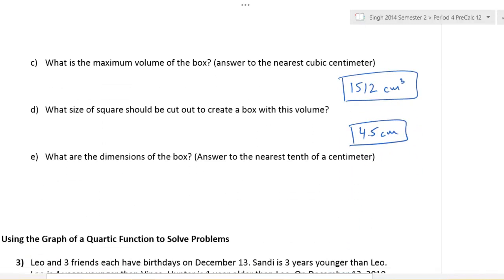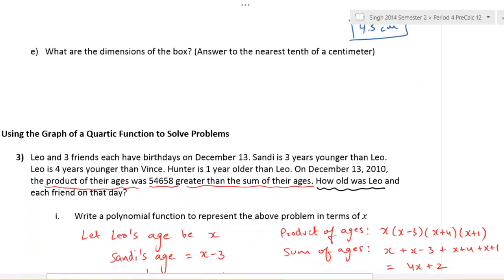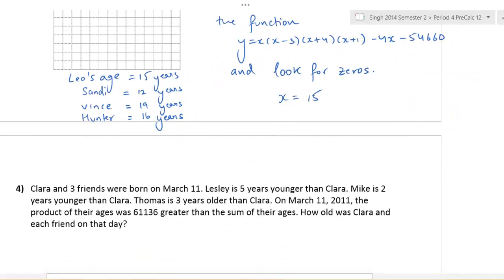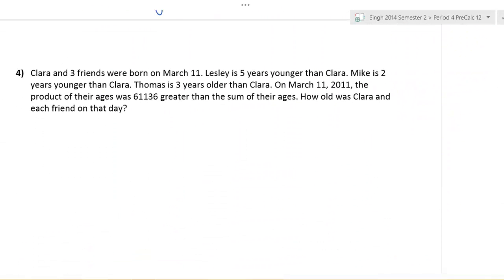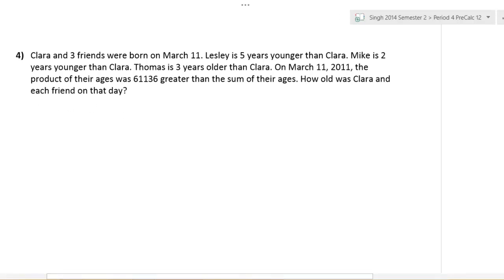And similarly, when you try the last example, it's exactly the same with different numbers. I just want you to get practice on all the different concepts we've learned so far. In this case, it's asking us how old was Clara, so I'll give you Clara's age and you can figure out the other friends. Clara will end up equaling 17 years. So go ahead, give those examples a try, and if you don't get them, we can talk about these in class tomorrow.